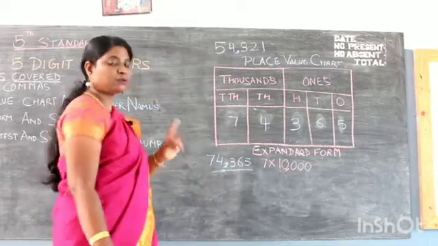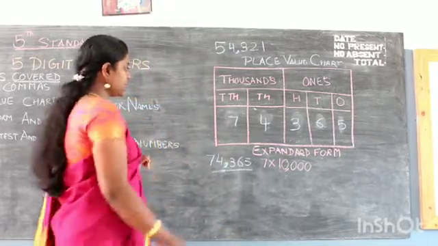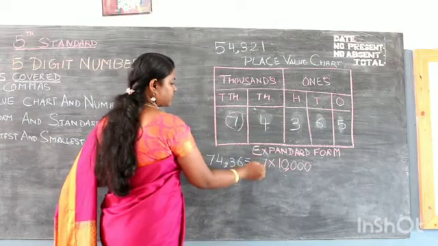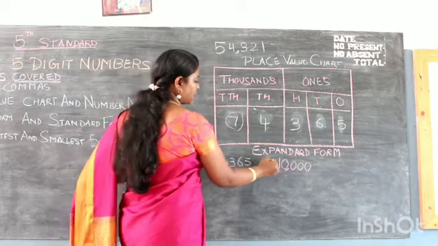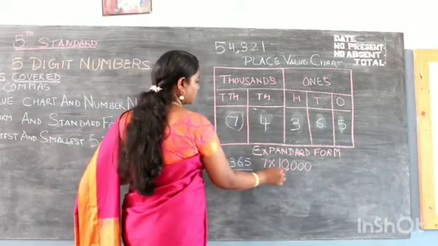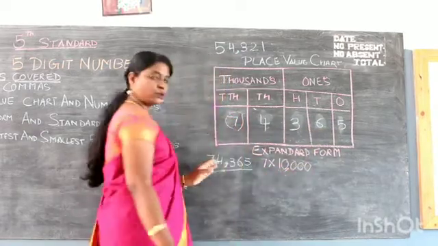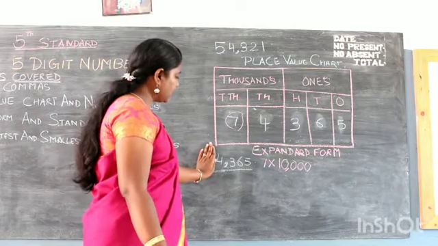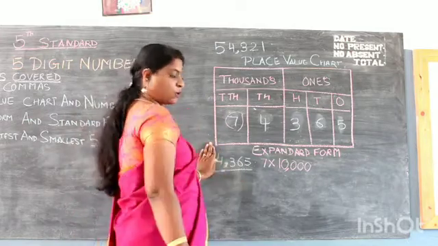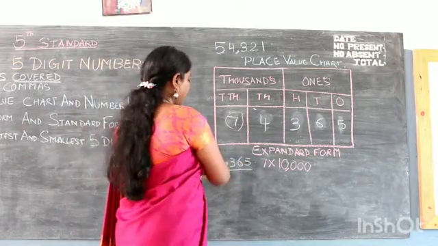So 7 into 10,000. That means this is the number that we have written here, and we have multiplied it by putting 1 instead of 7, and for the remaining numbers we put zeros. You can also look at the number here. When you hide this, you will know how many zeros you are going to put. 1, 2, 3, 4. Right?